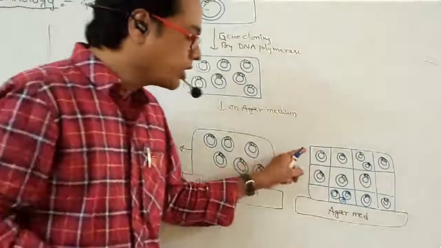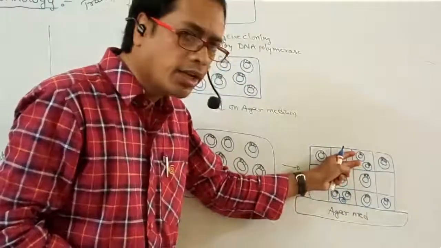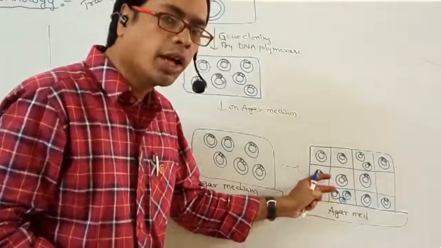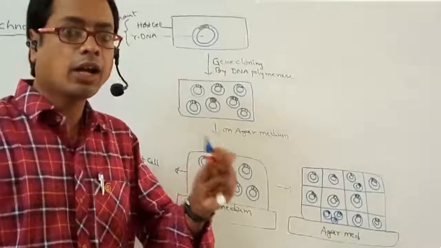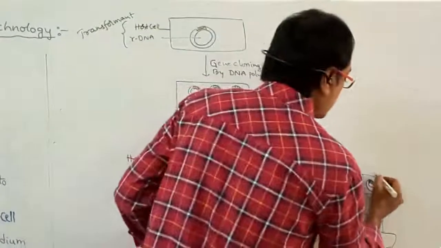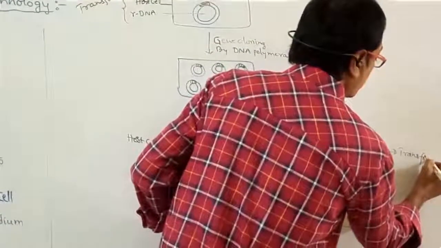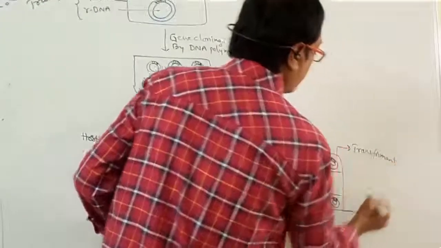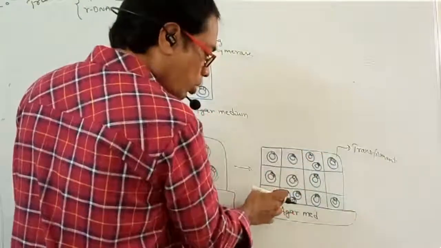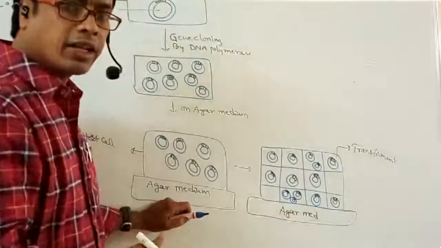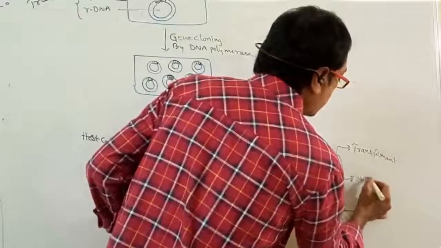So some host cells will contain one rDNA, some host cells may contain two rDNAs, some host cells may contain more than two rDNAs. Whatever it may be, the host cell containing rDNA is called a transformant. The cell with one rDNA or two rDNAs or more than two rDNAs is called a transformant. And the cell without rDNA is called an untransformant.